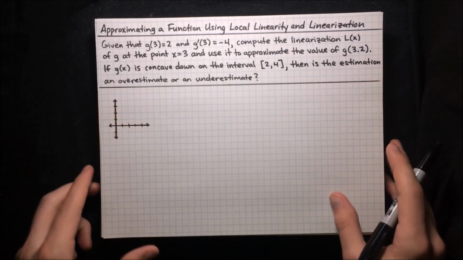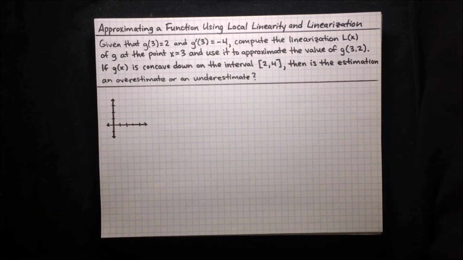Alright, so in the next problem, we're given that g of 3 equals 2 and g prime of 3 equals negative 4. We want to compute the linearization L of x of g at the point x equals 3 and use it to approximate the value of g of 3.2. Also, if g of x is concave down on the interval 2, 4, then is the estimation an overestimate or an underestimate? Well, first of all, let's just focus on actually getting the estimate.